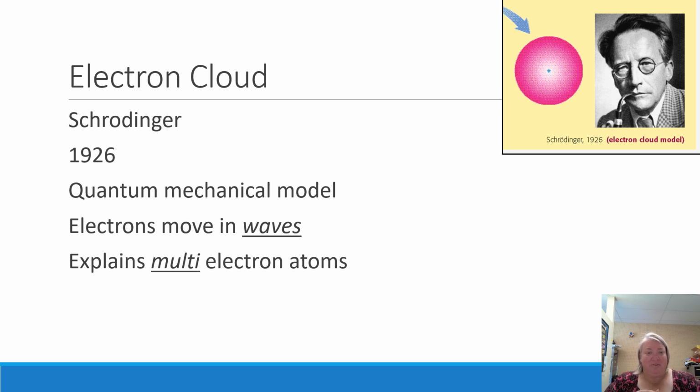Now, yes, there are significant models after this, but this is the one where we usually stop talking about the history of the atom. Yes, we could get into the quarks and the strings and everything else, but let's stick with this electron cloud or quantum mechanical atom, where the electrons move not only in shells, but in a wave-like pattern. Now, this was able to explain multi-electron atoms. So anything with more than one electron, anything on the periodic table past hydrogen, we now have some sort of an explanation for. So that's awesome.